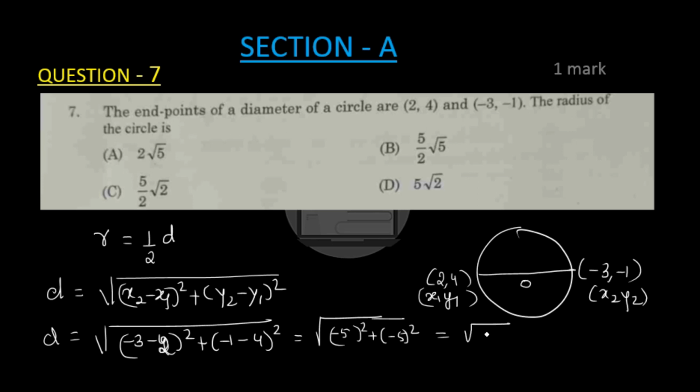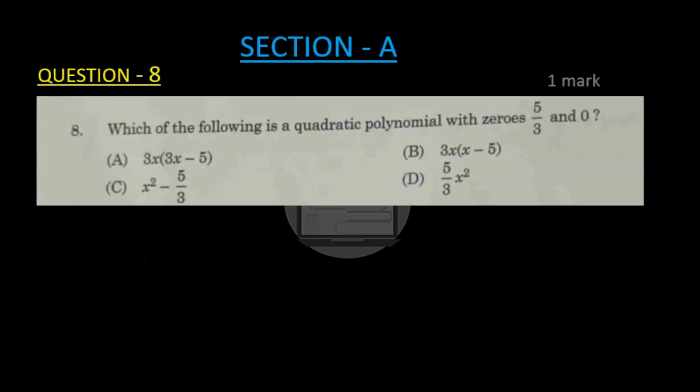Which gives me square root of 50 as the diameter. So 50 can be simplified as 25 times 2. Square root of 25 is 5. So diameter is 5 root 2 and radius will be half of 5 root 2. Correct? Which is 5 by 2 root 2. And again the answer is choice C. Is it very clear? Let's move on to question number 8 now.